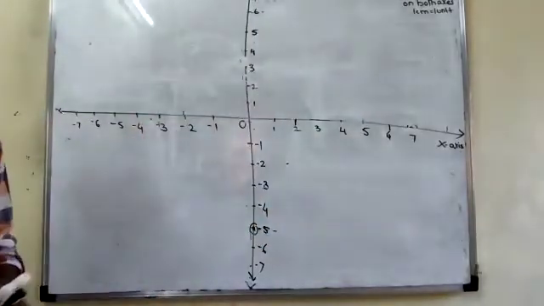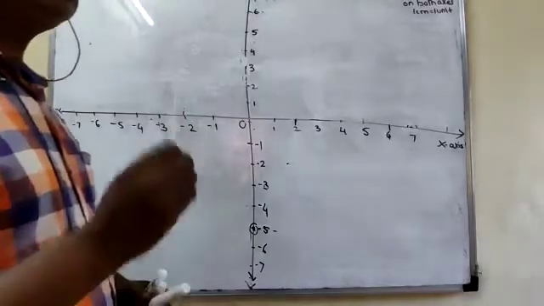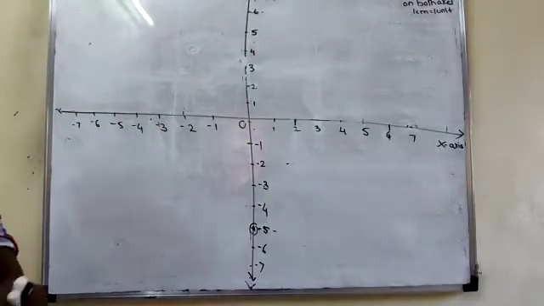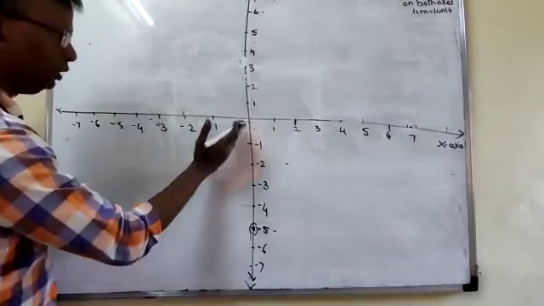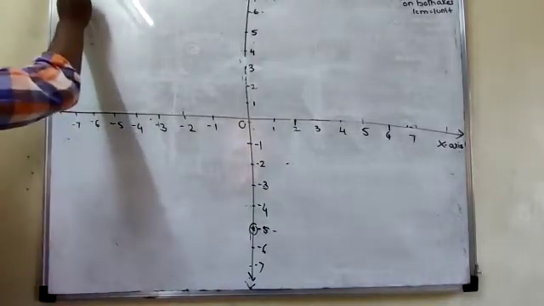Now see the line. Read the question once again. Write the equation of the line parallel to the Y axis at a distance of 7 units. How many? 7 units from it to the left. So 7 units. Okay. 0, 1, 2, 3, 4, 5, 6, 7. Draw a line.